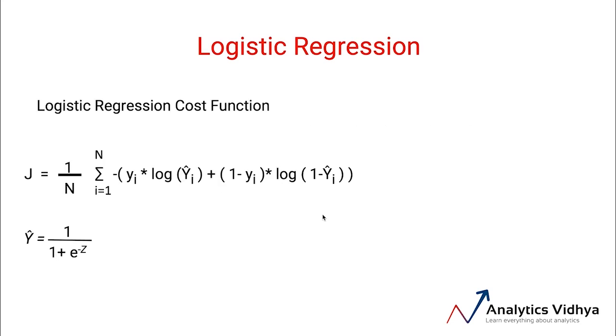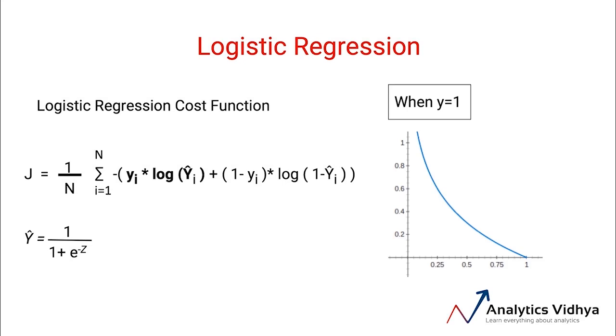When the actual class is 1 and I am looking at the probability of class 1, then the left part of the equation is active and the right part becomes 0. The curve in this case would be like the one shown on the screen. When the actual class is 1 and the probability of class 1 is very close to 1, as you go towards that side of the curve, my cost almost reaches 0. And when I move away, my cost keeps increasing.